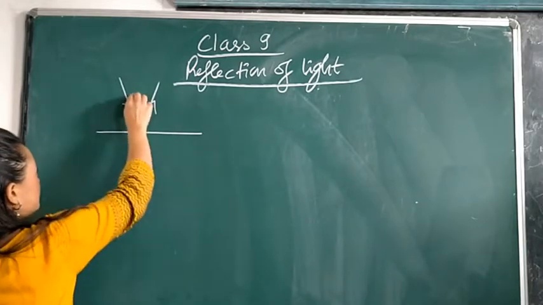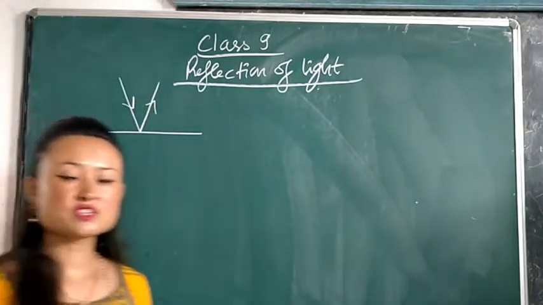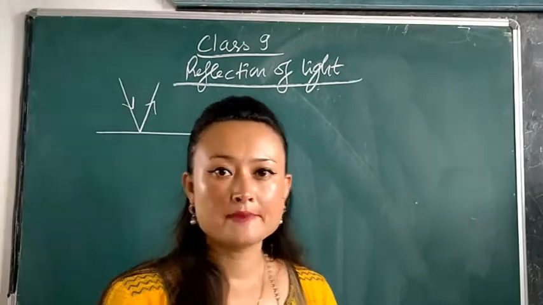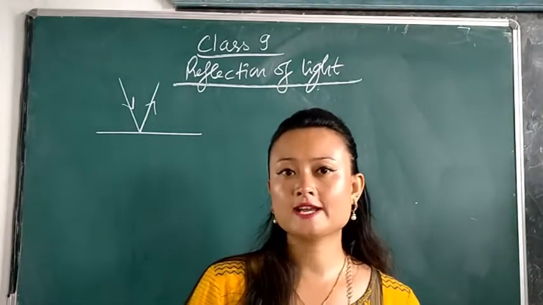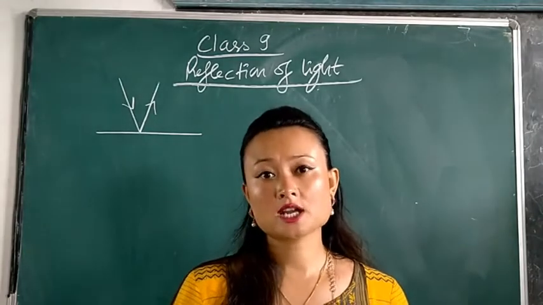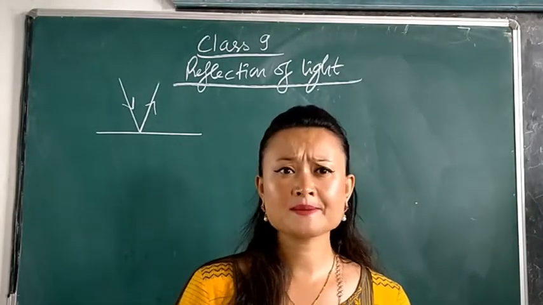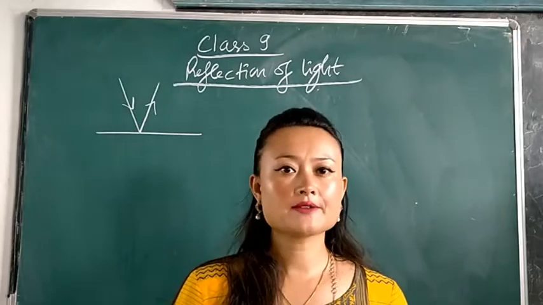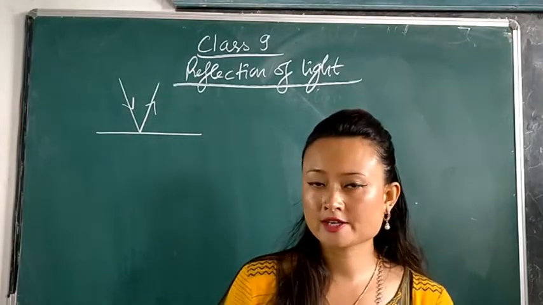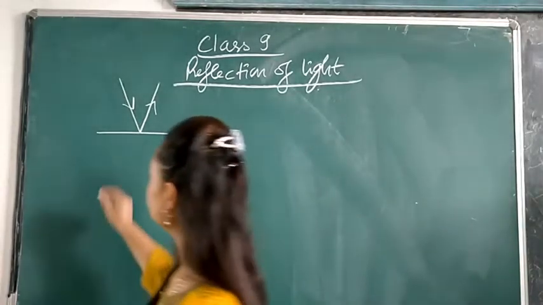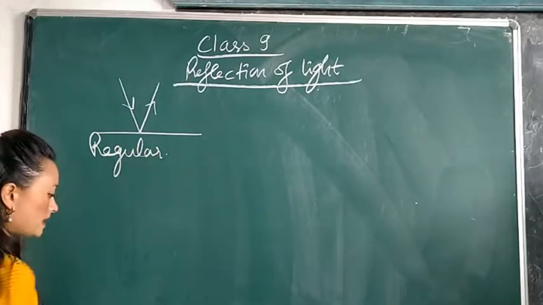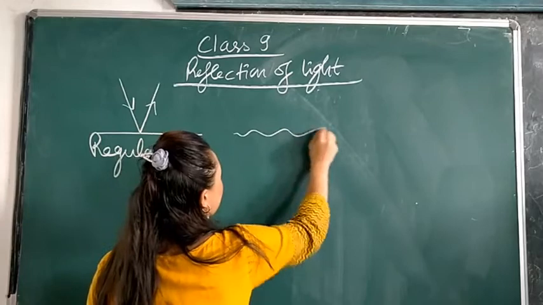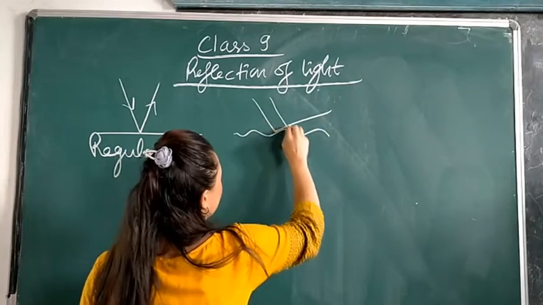And I explained what medium means. The path through which light travels is called the medium, isn't it? So we discussed the reflection of light. Then we discussed the types of reflection, and there are two types: regular reflection, and the other one is irregular reflection.